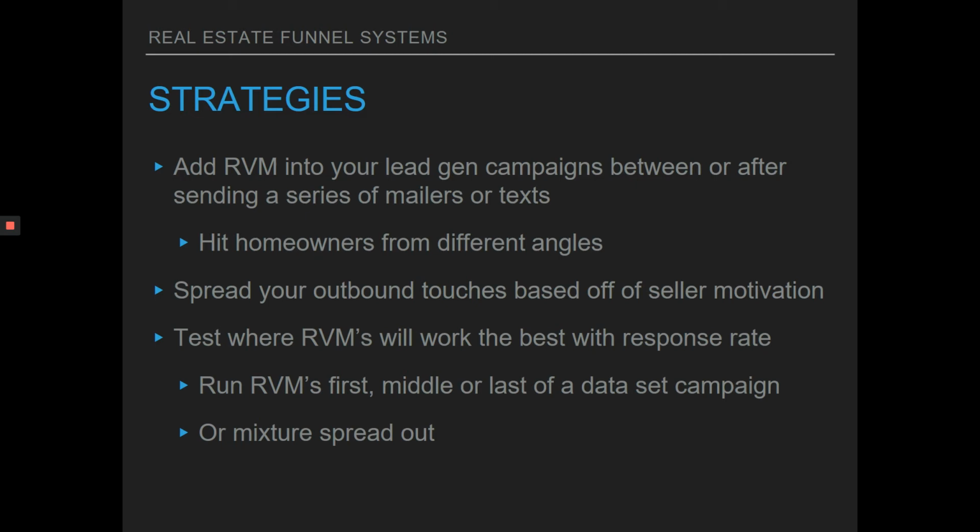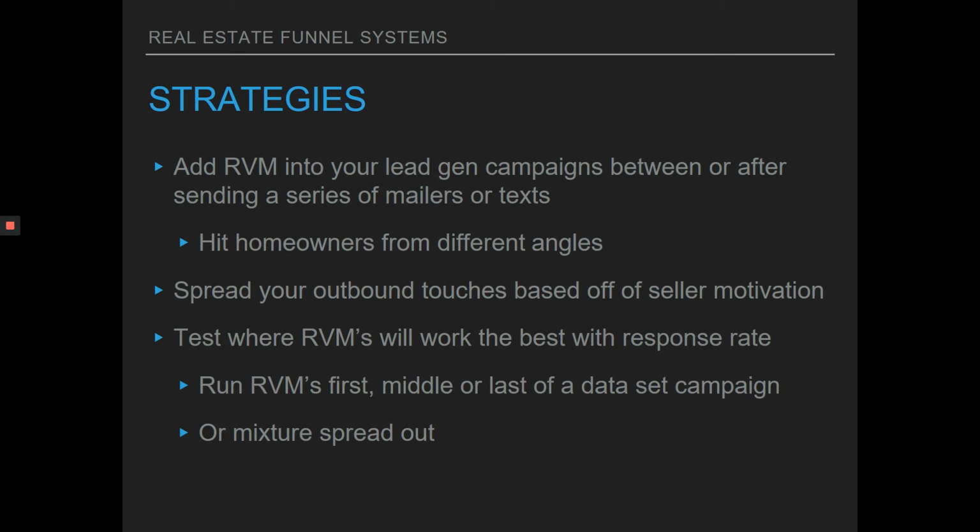That way you're not spending a lot of money on mailers. So you can target mailers on the next one, or do RVM, then go to text, then to mailers. Definitely want to play with that sequence and flow of touches. Every demographic is a little bit different and handles different types of marketing. Definitely spread your outbound touches based off the seller motivation.